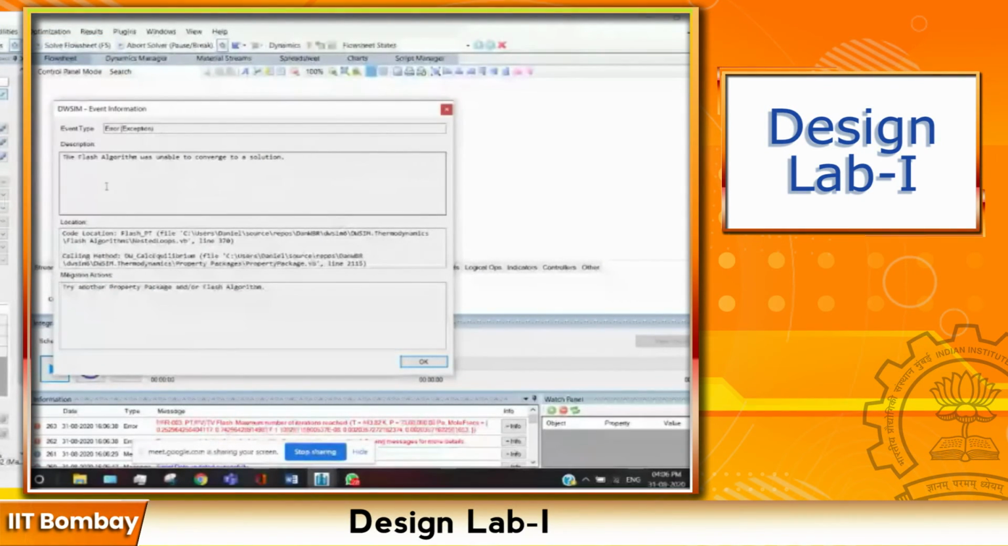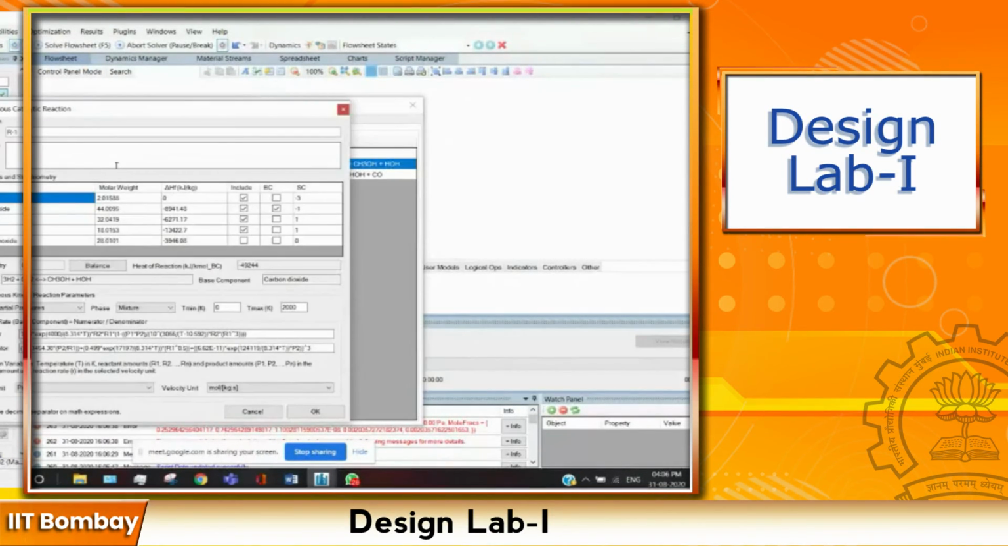The flash. Okay, go to kinetic. Open that kinetic reaction manager. Hold it. Let me just check. I have selected heterogeneous catalytic reaction. I do not have to select the kinetic reaction, right? This one is the correct one. And the basis is also going to be carbon dioxide, right? Yes, that's right.